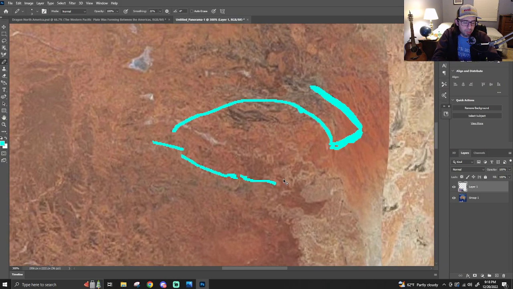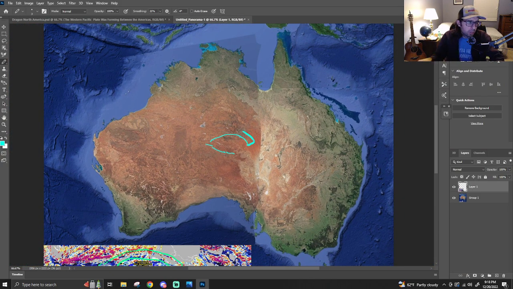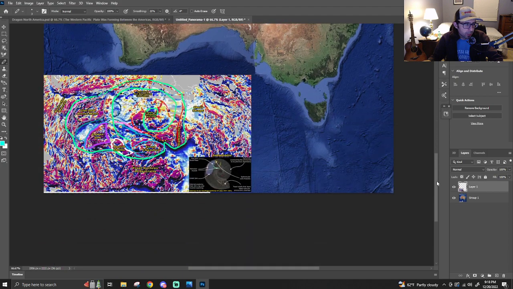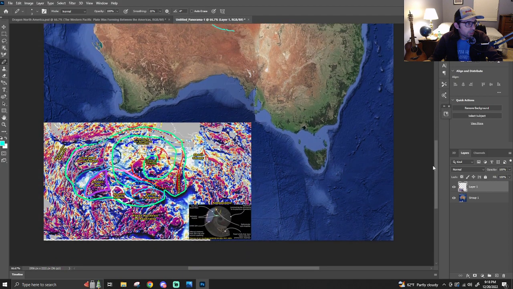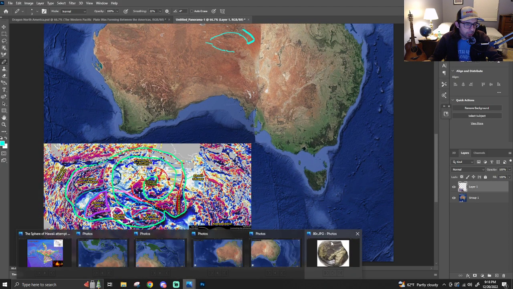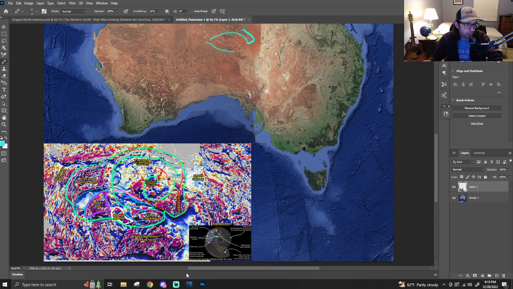Let's zoom out. Okay, what do we got here? I really didn't do a thing of this yet, and I even closed the tab because I forgot what I was doing entirely.